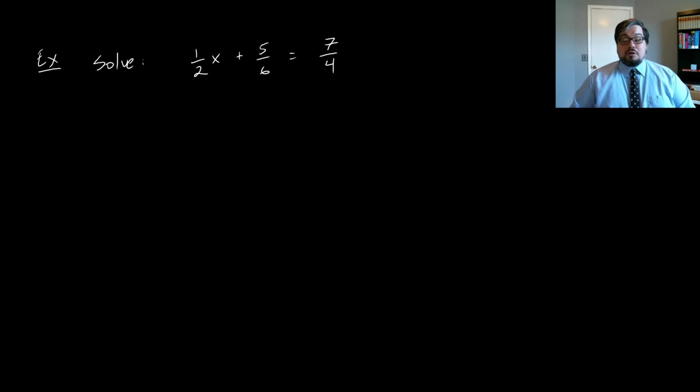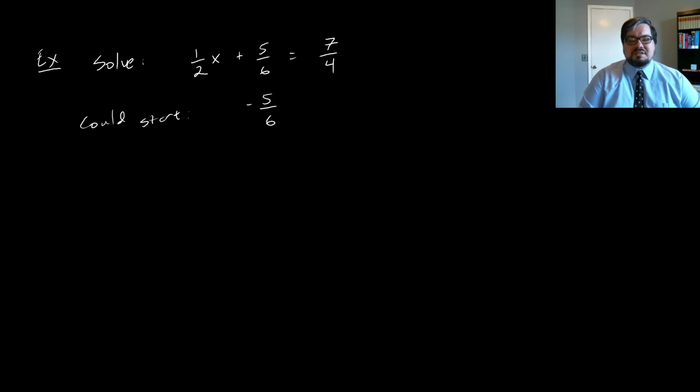Well, this is a perfectly good linear equation. And in fact, it's simpler than some that we've seen because we only have a single term involving x. It's on one side of the equation. And so if we wanted to follow the same techniques that we had before, we could start by subtracting 5/6 from both sides of the equation. And this would be perfectly fine. This would get us to the answer. However, it's not the nicest thing to do.